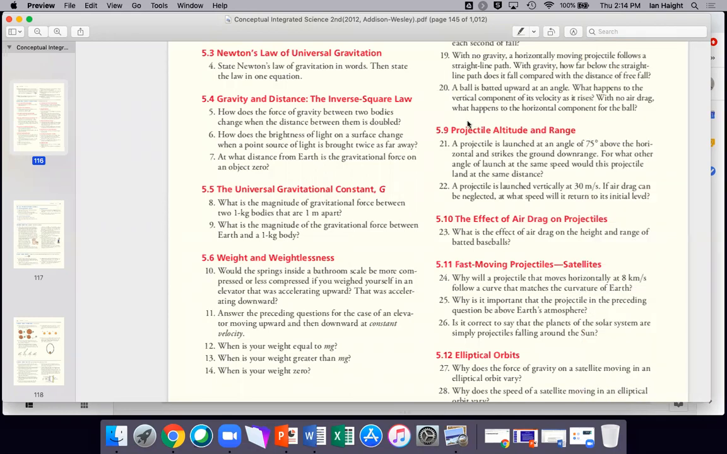Well, let's look. Yeah, so 21: a projectile is launched at an angle of 75 degrees above the horizontal and strikes the ground downrange. For what other angle of launch at the same speed would this projectile land at the same distance? So this is getting at that idea of, if we're assuming there's no air resistance, there's no drag, and they're firing from horizontal. Remind me, what's the rule if you've got two angles that add up to what? 90. Yeah, if they add up to 90.